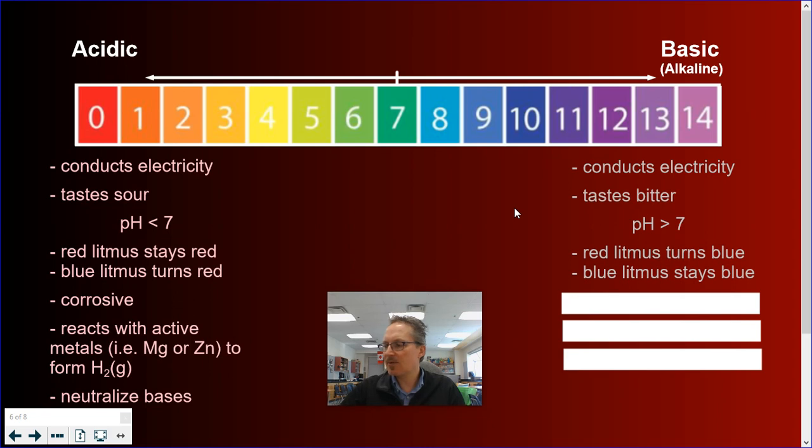This time we're going to start with red litmus paper. I'm going to dip it in, and you will see that when I pull it out, it has turned blue to represent a base. But again, we like to test out both litmus papers so we have confirmation. So I'm going to take my blue litmus paper and dip it in, and my blue litmus paper actually stays blue.